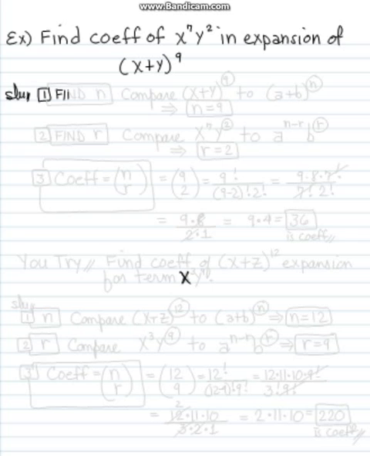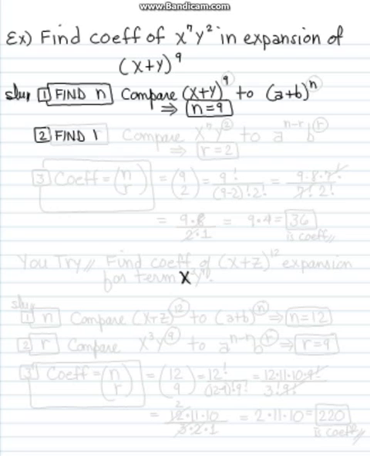Well, to find the value of n, step 1, we're going to compare the standard (x plus y) to the 9th power to (a plus b) to the nth power. So n is the exponent on the binomial. n is equal to 9. Now we need to find the r value.